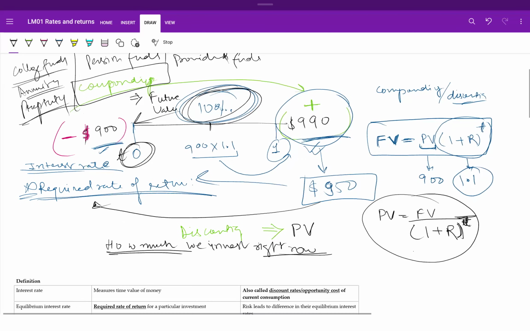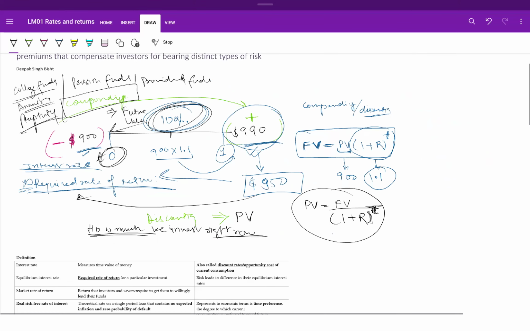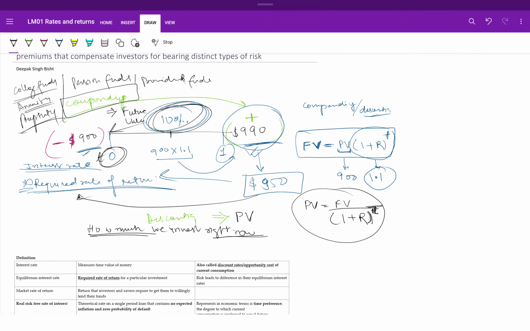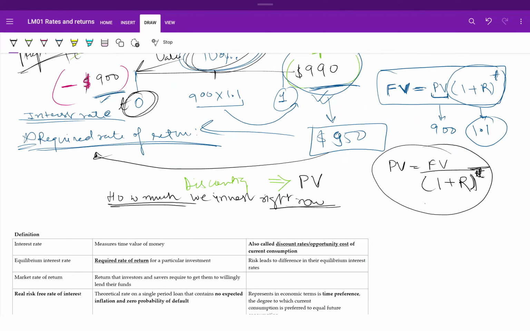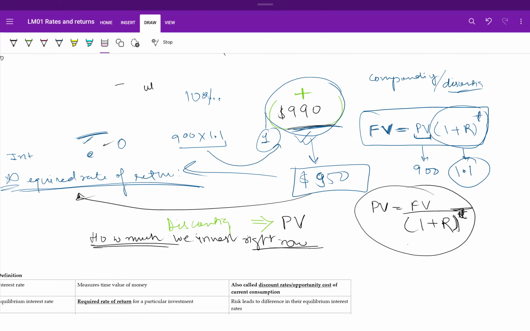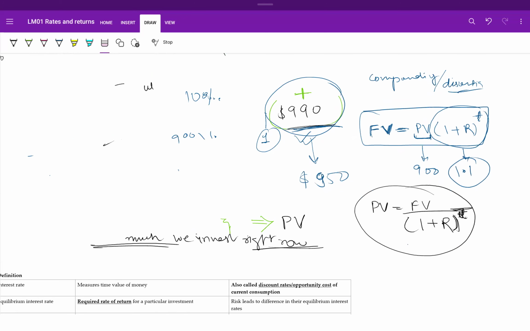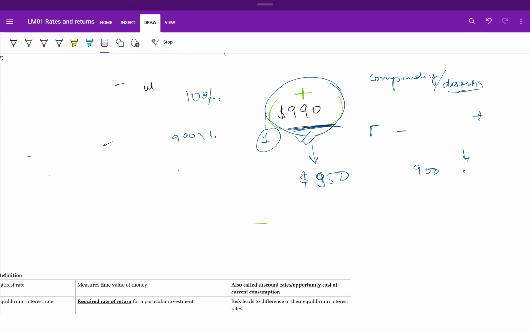So we have talked about the required rate of return. We have talked about the discount rate, and one more thing, opportunity cost. Let's talk about opportunity cost for a little moment. The definition of opportunity cost is this. You have invested this $900 to get $990 after 1 year. So opportunity cost: instead of lending the $900, you could spend it on something else.